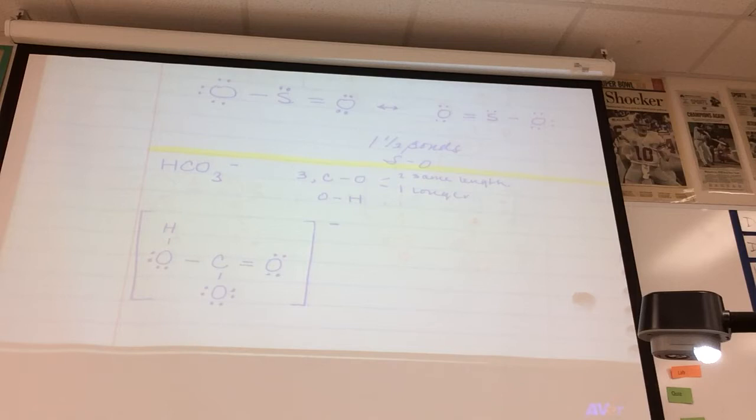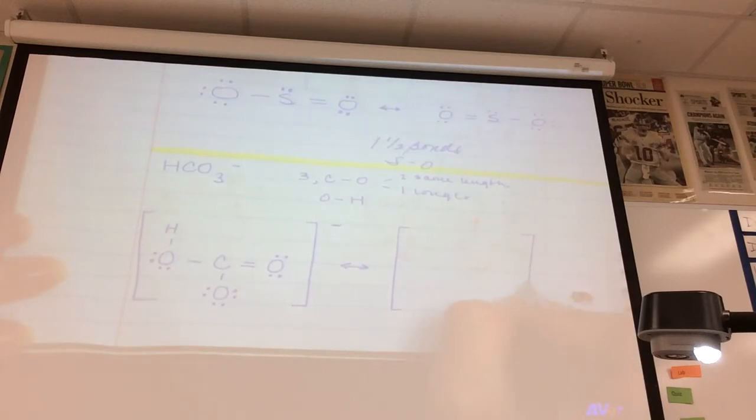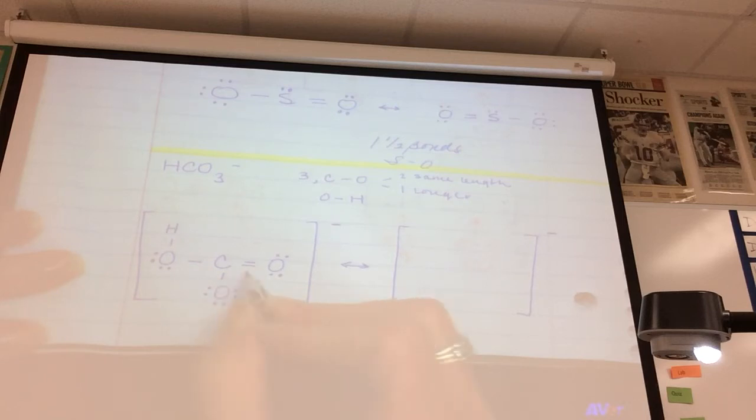But there's multiple ways that you could draw it. You can move the H, or don't move the H. There are two or other ways. You just move the double bond to the bottom. So you want to flip these around? Yeah.